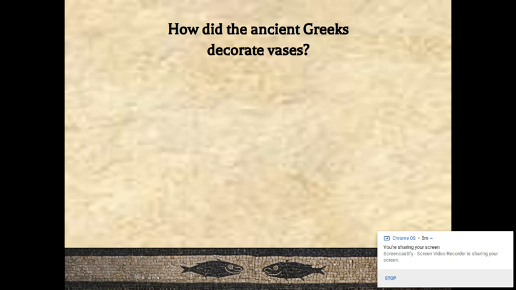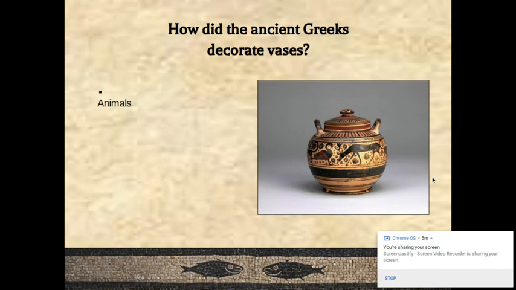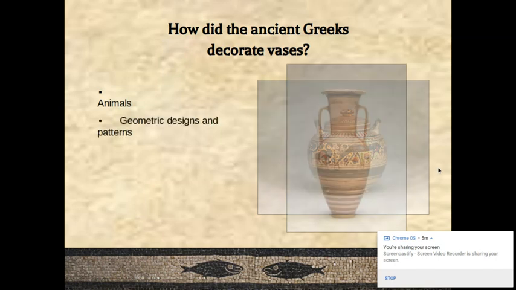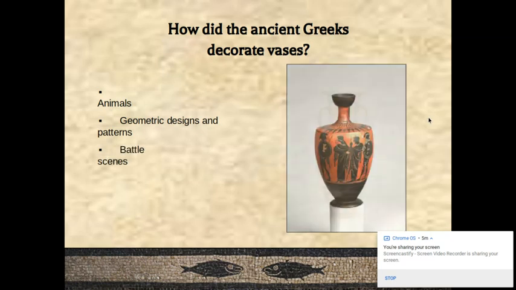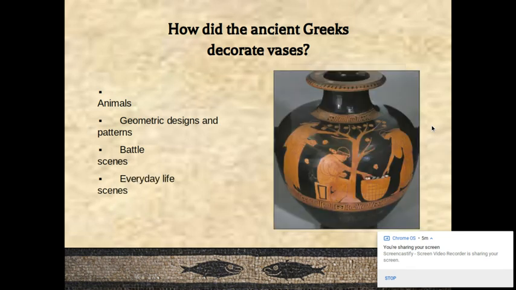And the next question is, what are some of the ways that the ancient Greeks decorated vases? So let's look at some of the scenes. They decorated them with animals, geometric designs and patterns you can see on the bottom and on the top. They decorated them with battle scenes. In other words, great war battles were depicted on these vases.